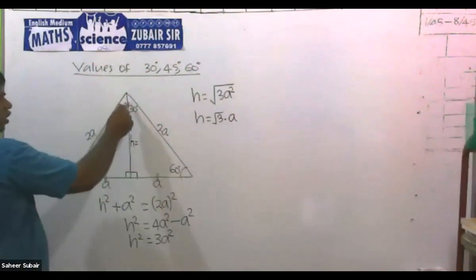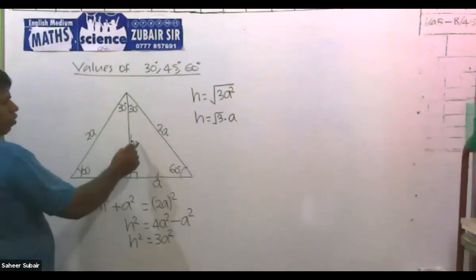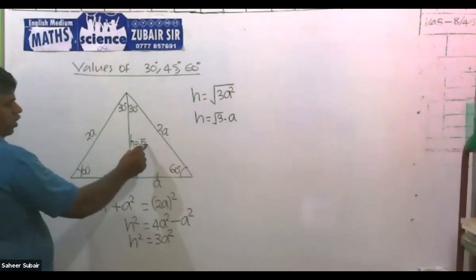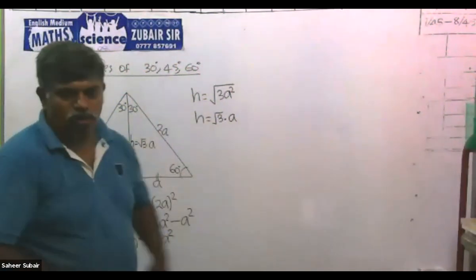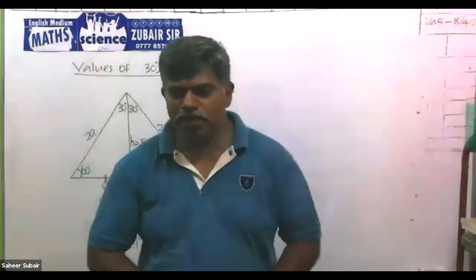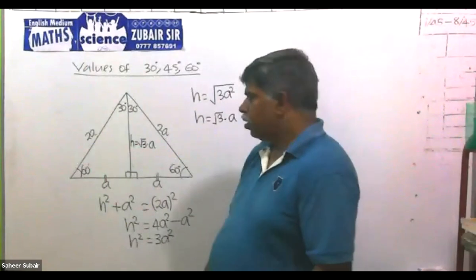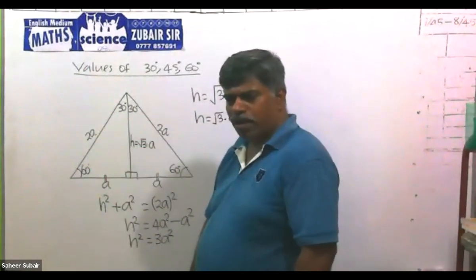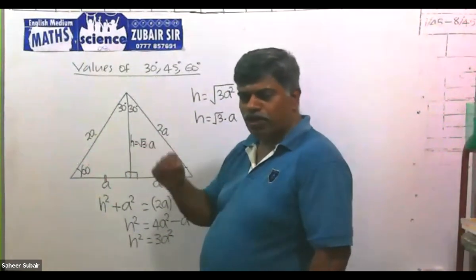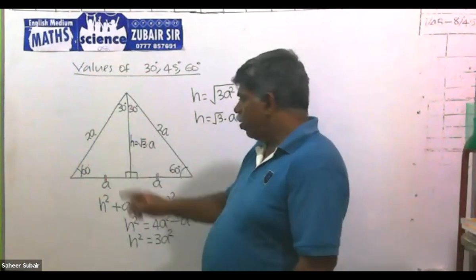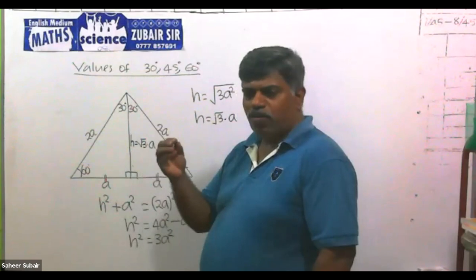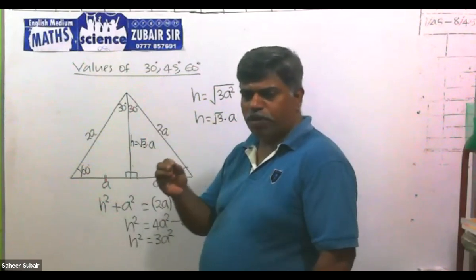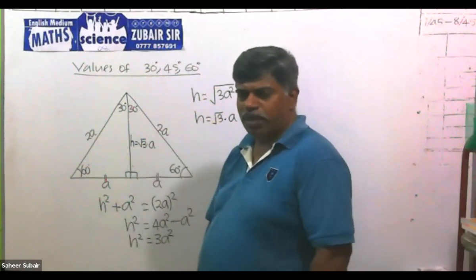So I have taken this side as H, but according to the Pythagoras theorem, I am getting this side as square root of 3A. Then all the sides are there in terms of A. I have taken an equilateral triangle and the side as 2A. Then I have drawn the perpendicular and found the magnitude of the perpendicular by using the Pythagoras theorem.